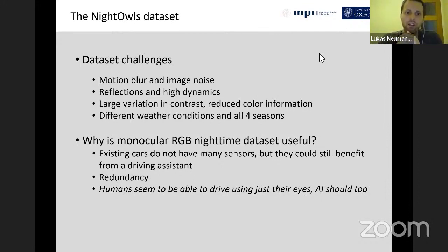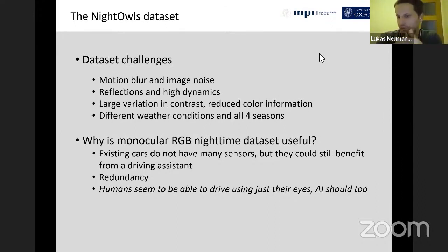You may also wonder why a monocular RGB nighttime dataset is useful. I'll try to point out several aspects why you may consider this useful. As I mentioned before, there are existing cars out there where the hardware setup is done. The cars are driving around our streets, and they don't have many sensors. They typically have just a camera because it's one of the first generation assistive systems. They don't have any LiDAR because it's expensive, but still these cars could benefit from a driving assistant which would warn the driver that a pedestrian is coming their way or a cyclist is coming their way. So in terms of application, it is effectively a question of coming up with an algorithm that would detect this, because the hardware setup is already done.